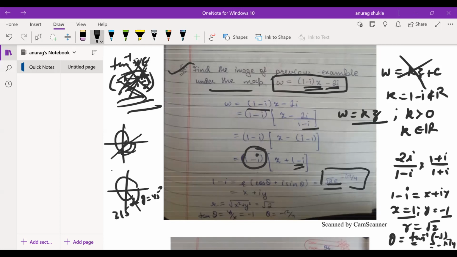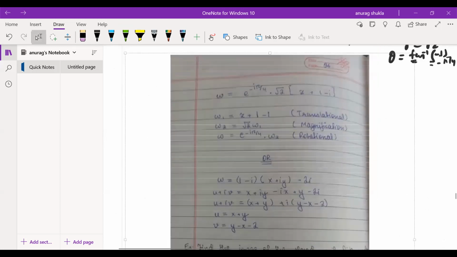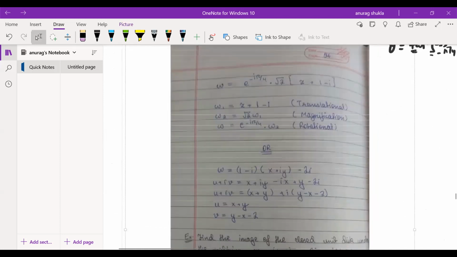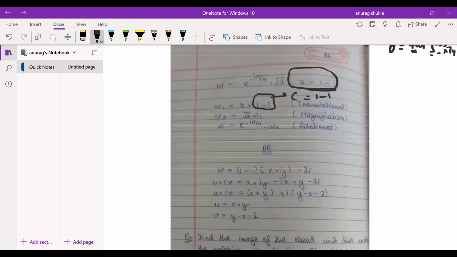So it will be root 2 e to the power minus i pi by 4, because theta is minus pi by 4. So now 1 minus i can be written as root 2 e to the power minus i pi by 4 times (z plus 1 plus i). Now, if you compare, this is a translation mapping z plus c, where c is here 1 plus i. Now, suppose this is your W1. So W2, I am taking root 2 into W1.